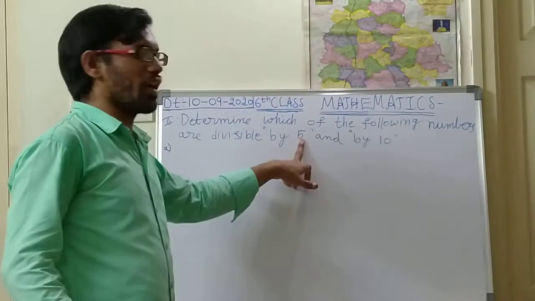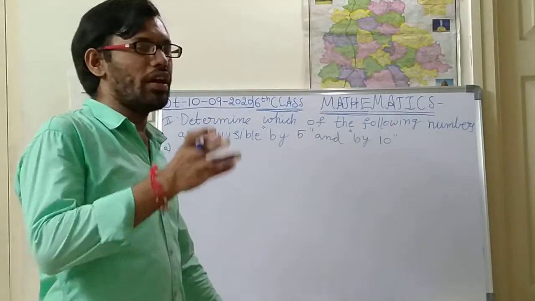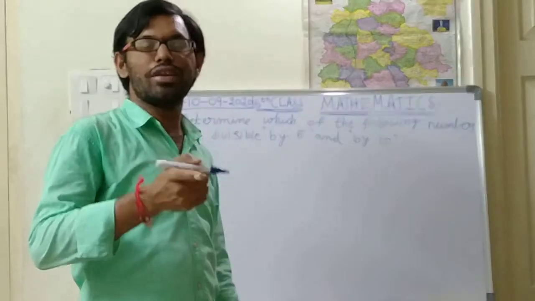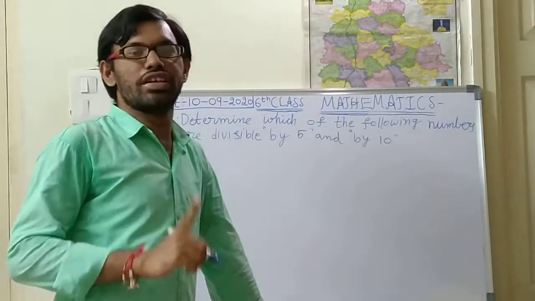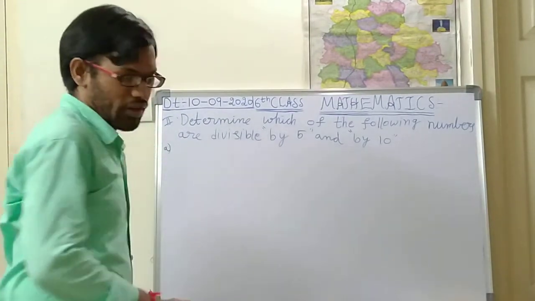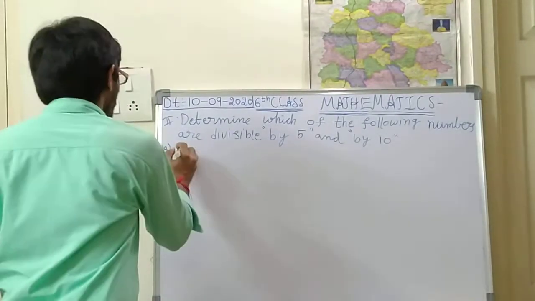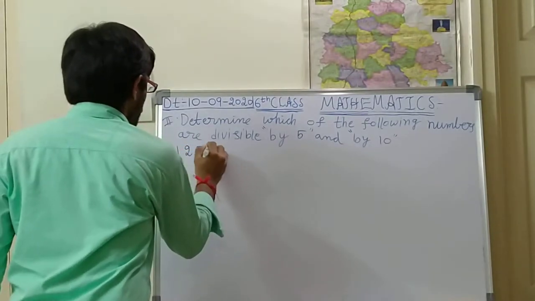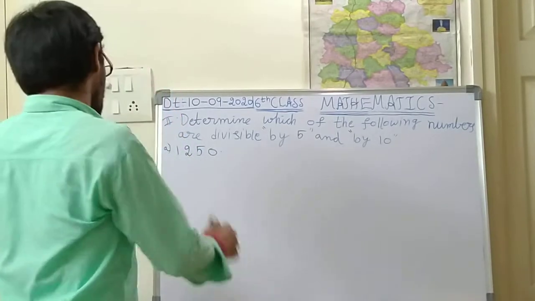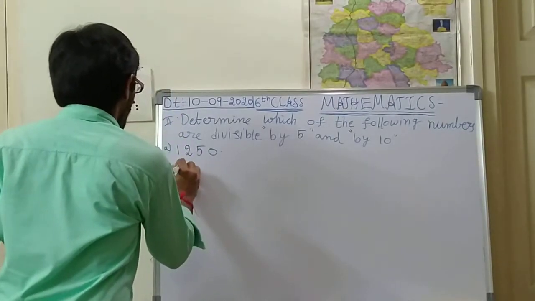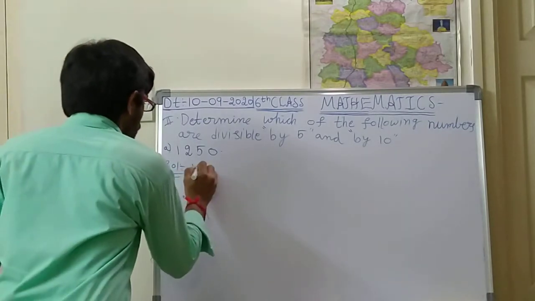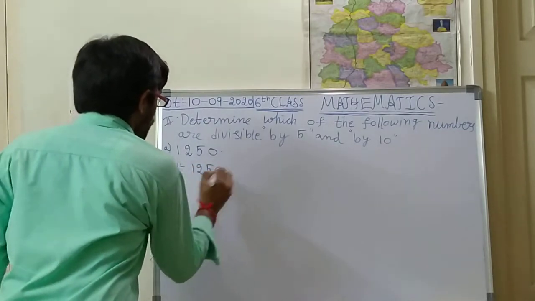Divisible by 5 means the ones place digit should be either 0 or 5. Divisible by 10 means the ones place digit should be only 0. Then only it is divisible by 10. The first problem we shall see: 1250. In your textbook, this is the fourth one. Now I am writing it as the first problem. So the first question asked is 1250.